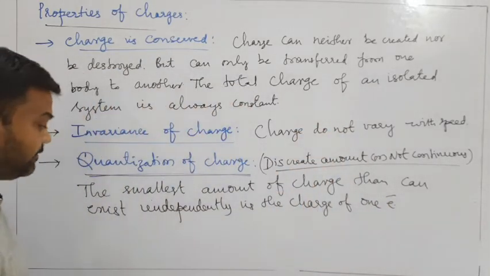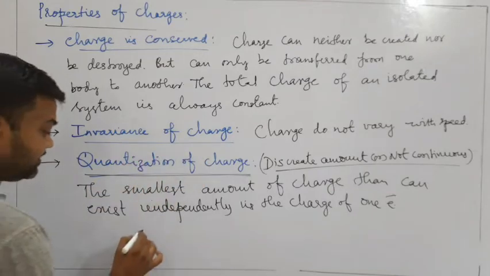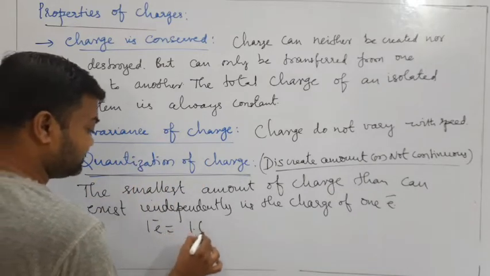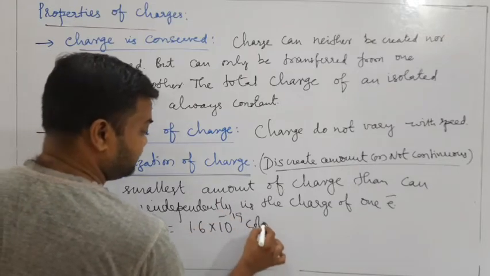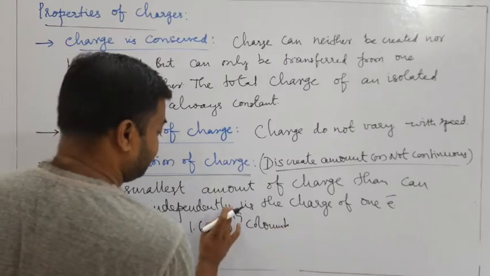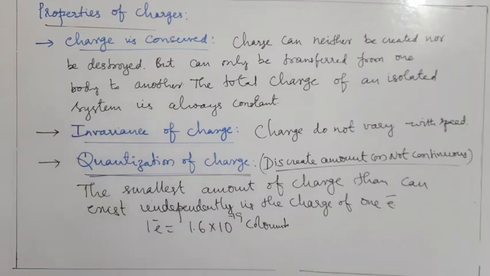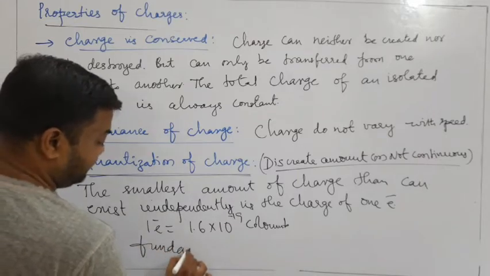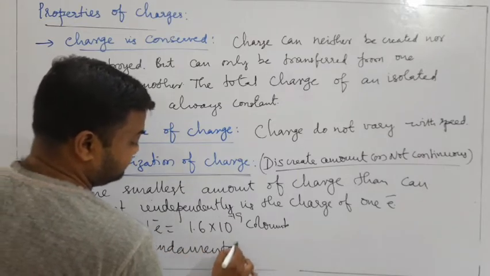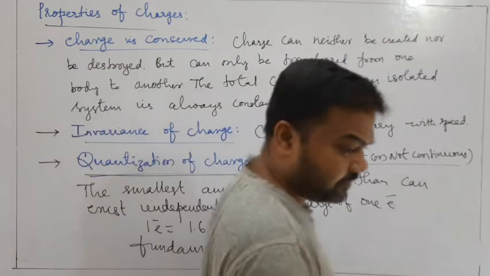That means the smallest independent charge is the charge of one electron. The charge of one electron is 1.6 into 10 to the power of minus 19 coulombs. That is the charge of one electron, and this we are calling the fundamental charge. Like this we have different properties.